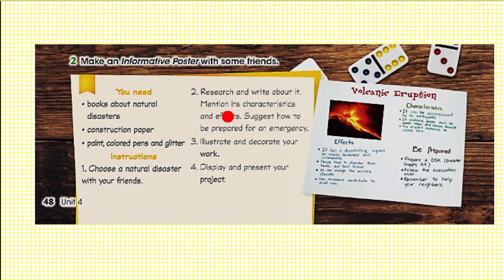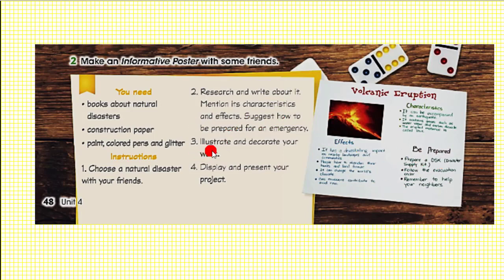What about, for example, in number 2? Research and write about it to mention its characteristics and effects. Suggest how to be prepared for an emergency. Esto creo que es la parte más importante. Investiga, dice, y escribe mencionando las características, así como está acá. También los efectos, así como está acá. Y dando sugerencias, eso quiere decir cómo estar preparado. Right? Sigue este ejemplo. Okay?